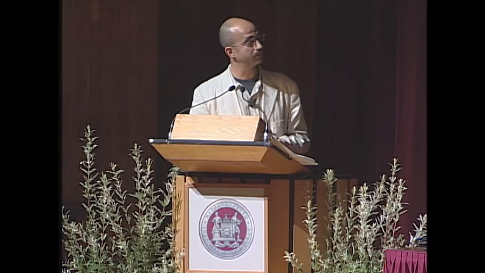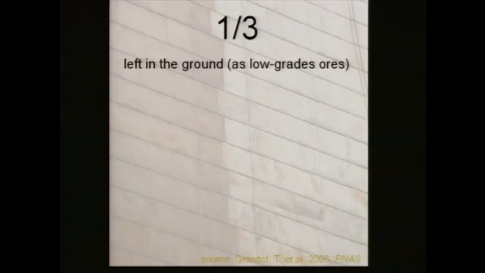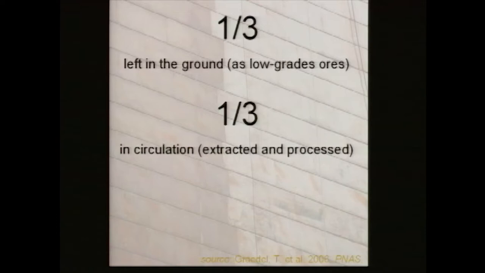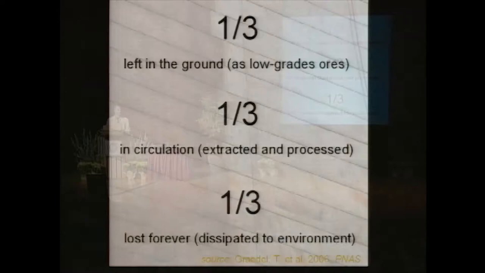material flow, the existing stocks of primary metals. And he has shown rather conclusively that a third of that is left in the ground in very low-grade ores. A third is in circulation in buildings like this, and automobiles, industrial equipment, and a third has been lost forever in that process, dissipated to the environment.